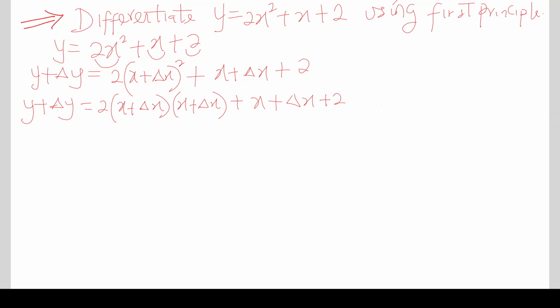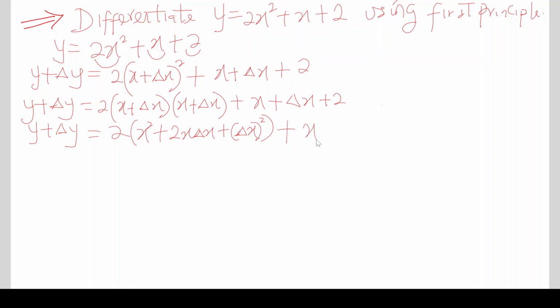Upon expanding, we have y plus delta y equals 2 in bracket. Expanding x plus delta x times x plus delta x gives us x squared plus 2x delta x plus delta x squared. We did that in the last video. Then plus x plus delta x plus 2.